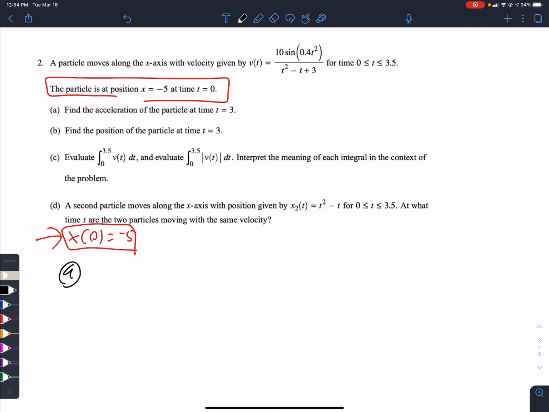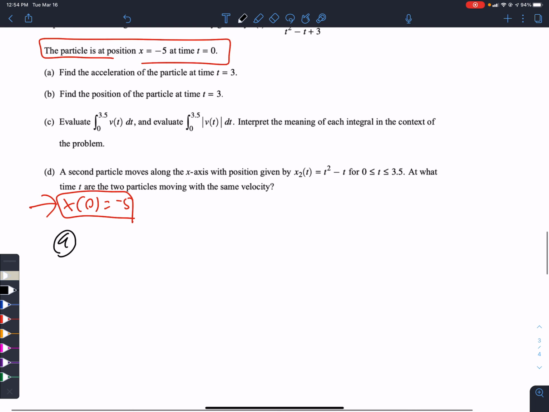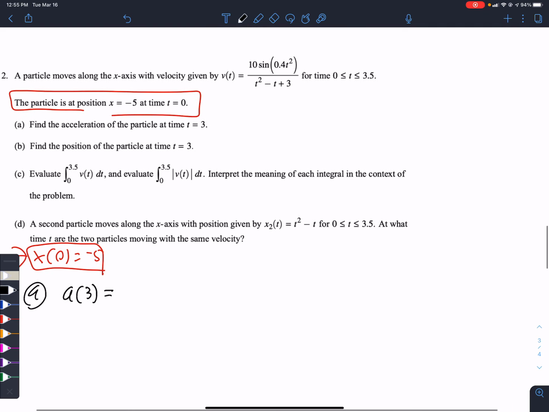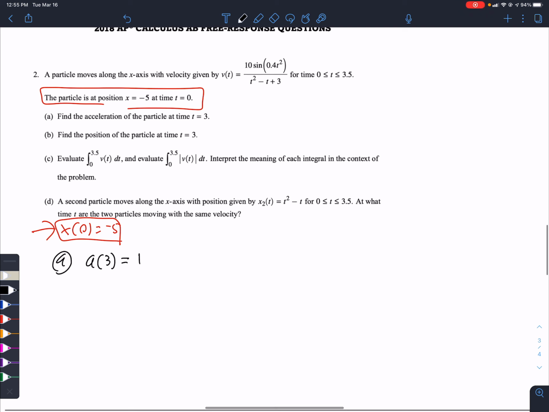A, find the acceleration. Again, you need to explain to the grader how you found acceleration. If you don't write this, you'll be very sad because you know how to do it, but you didn't show your work. I take the derivative of v and plug in 3. That you're allowed to do on your calculator. So plug that into your calculator, and you get approximately negative 2.118. Done with part A.